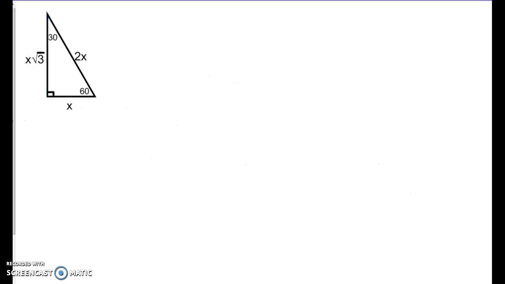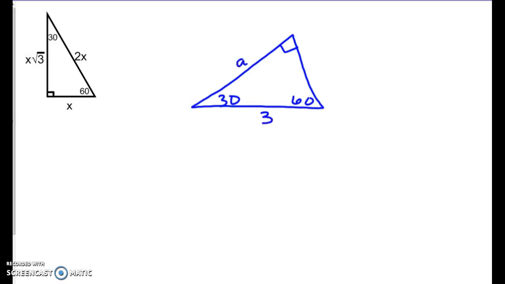I want to go through one more problem where we're given our hypotenuse. So we have 60, 30. Let's say we have 3 here. We're trying to find our long leg A and our short leg B. Now obviously looks can be deceiving. That is a horrible triangle, but work with me.